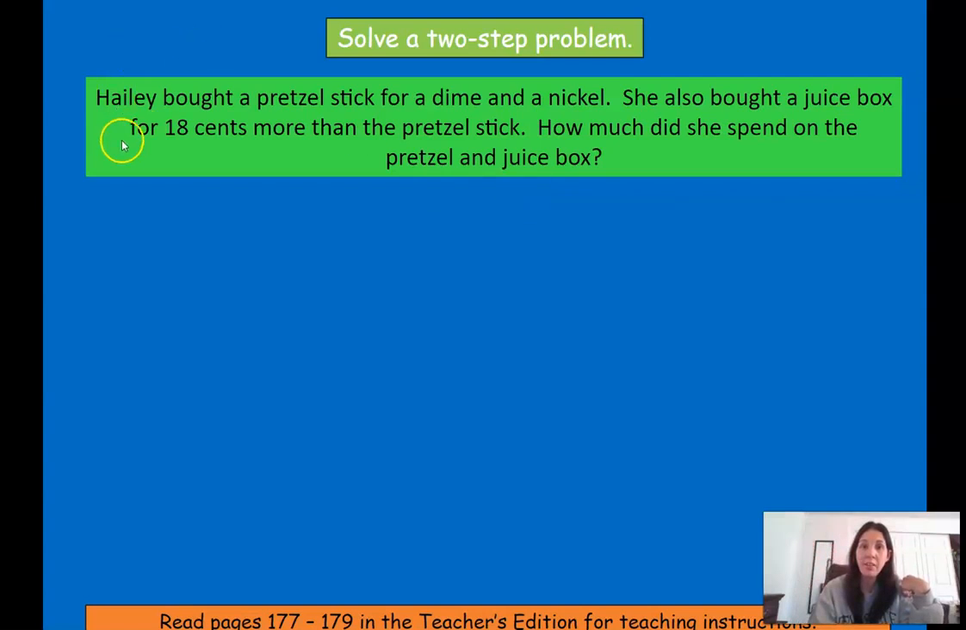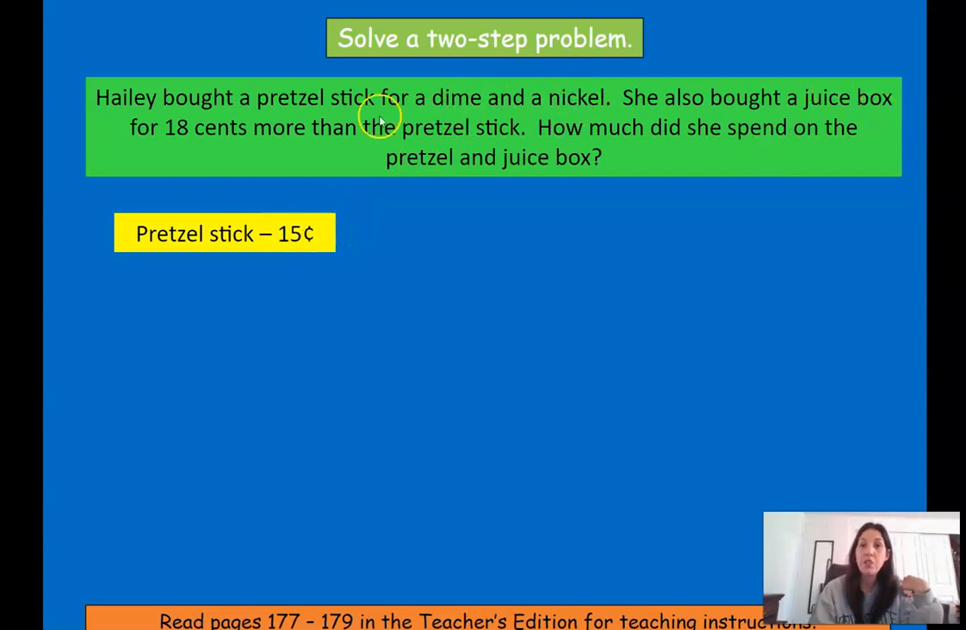First, we have to figure out how much the pretzel stick was. So she bought the pretzel stick for a dime and a nickel. So we need to figure out how much is 10 and 5 more cents. So we have 15 cents. So the pretzel is 15 cents. 10 and 5 more with the nickel gives you 15 cents.